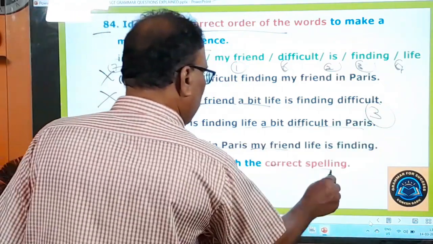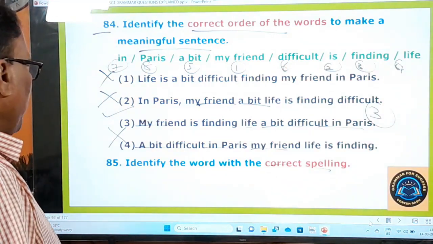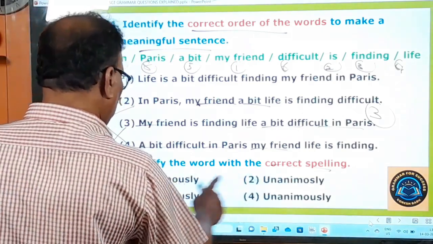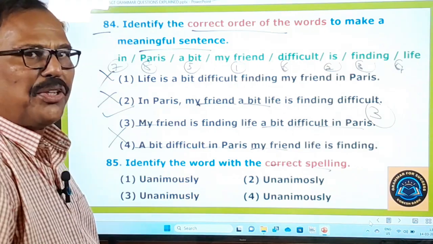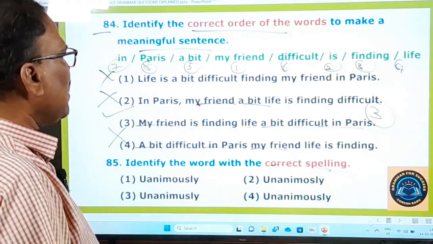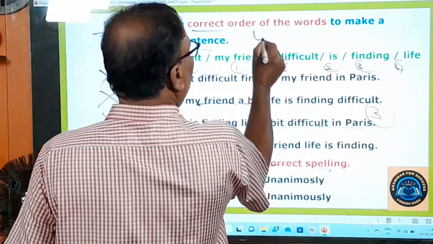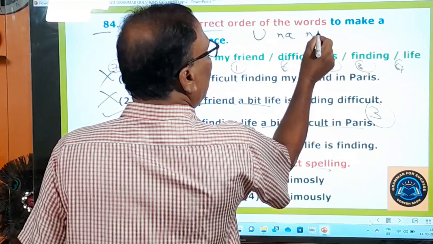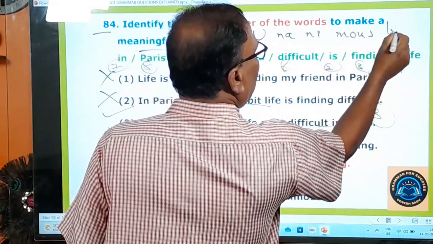Identify the word with the correct spelling. What is that correct spelling? Let us look at the word "unanimously." This word is all about the word unanimously. So let us first of all write the word here. Let me write the word here: u-na-ni-mus-ly.